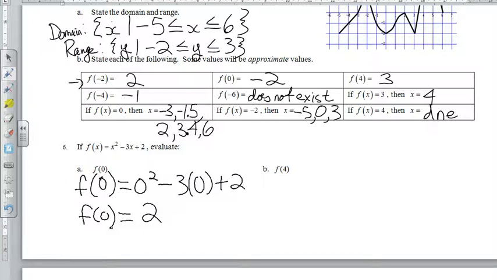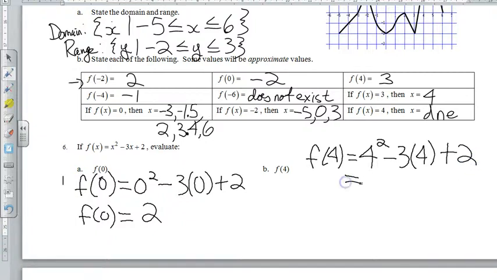F at 4, what do we write? F at 4 equals 4 squared minus 3 times 4 plus 2. So 4 squared, what's the answer here? What's the answer here?